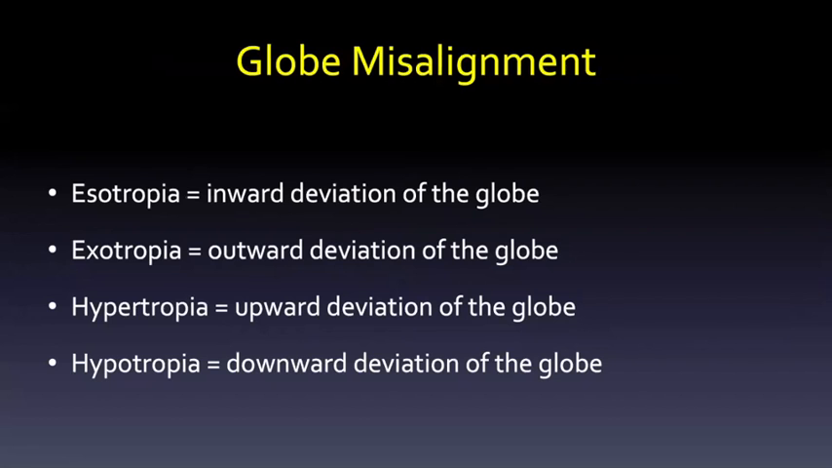Other terminology you may read for these patients can relate to globe misalignment, so you may see the term esotropia referring to an inward deviation of the globe, exotropia an outward deviation, hypertropia an upward deviation, and hypotropia a downward deviation. Interestingly, misalignment in children due to strabismus often does not present with a diplopia, as children can adapt and learn to ignore one set of images.